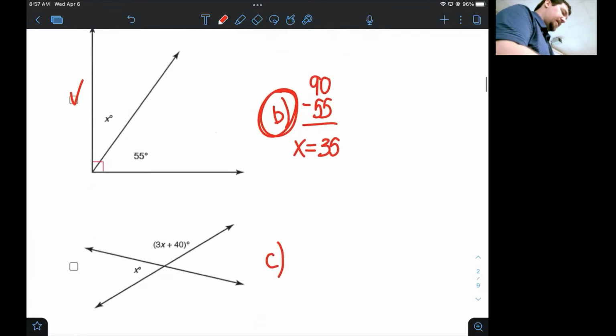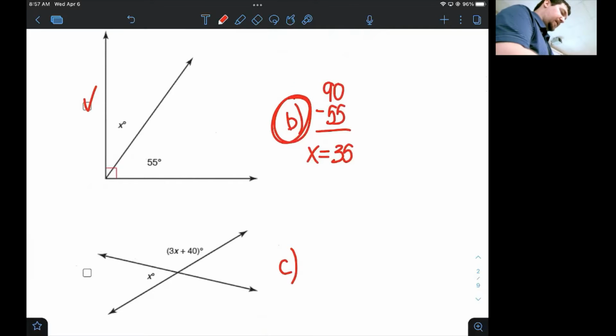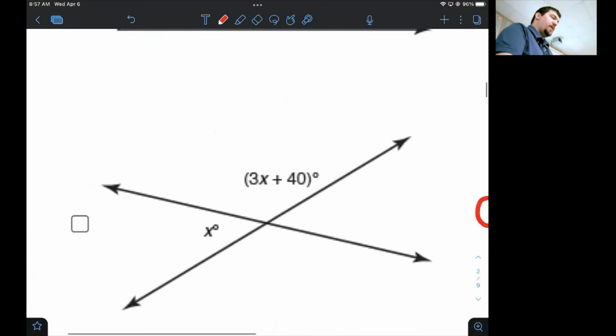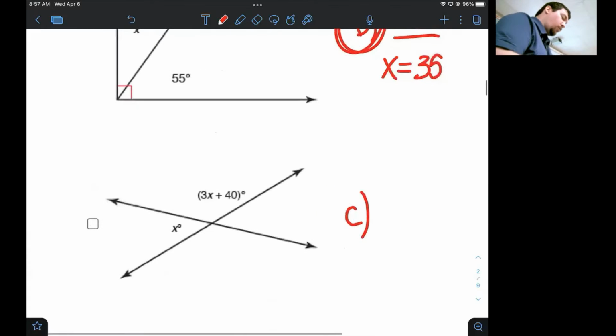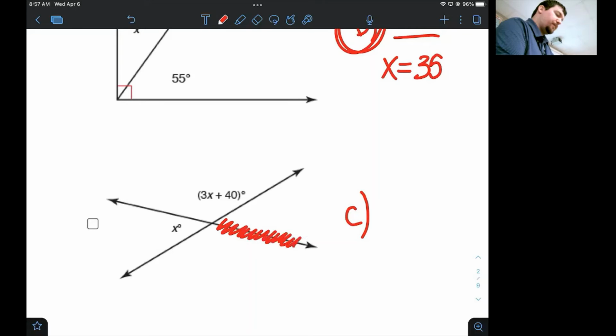And then for part C here, it gets a little bit more complicated because there's 2 X's. There's an X on one angle, and it's actually a 3X on the other angle. So what we're going to need to do is really just ignore this ray right here and just look at the other 2 angles. If they're sitting on a straight line, what does that tell you they have to add up to? 180.